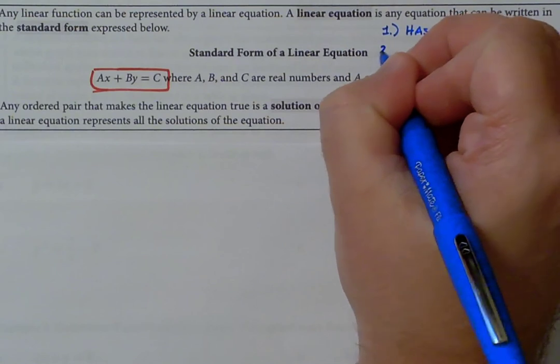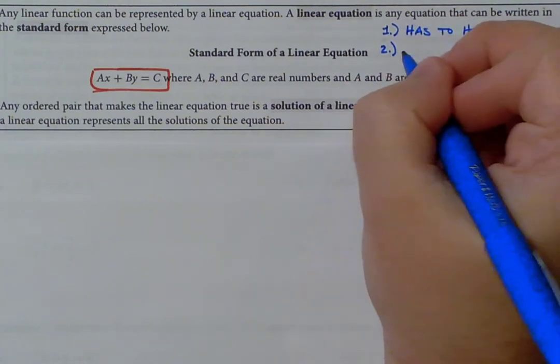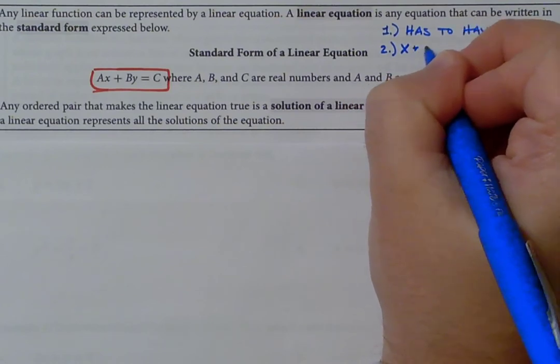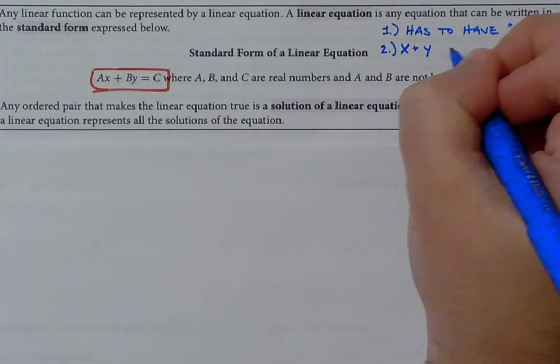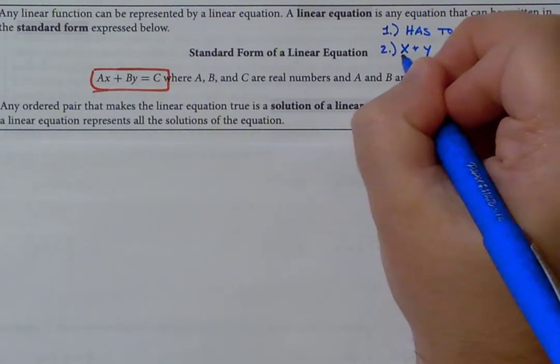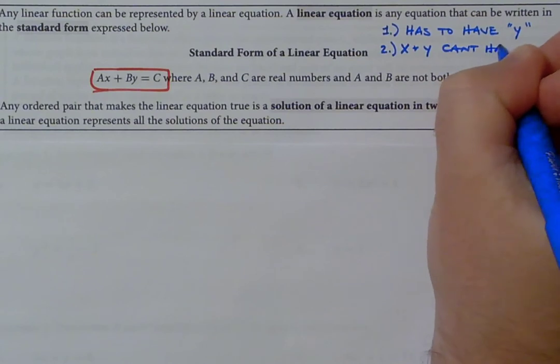Next, x and y cannot have an exponent or be on the bottom part of a fraction. So let's start with x and y can't have an exponent.